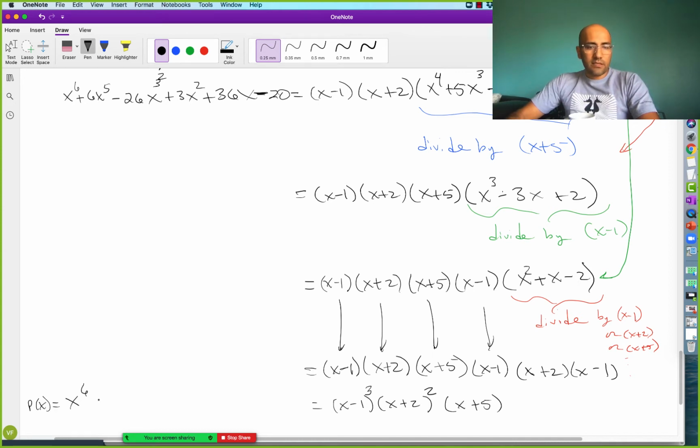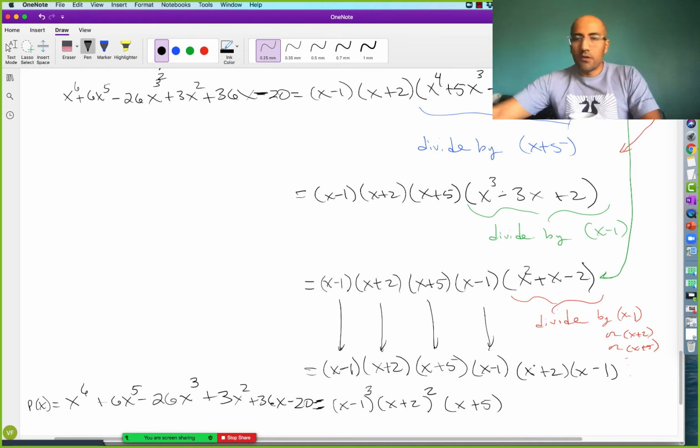was x to the 6th power plus 6x to the 5th power minus 26x to the 3rd power plus 3x squared plus 36x minus 20. That whole ugly polynomial is equal to the product of these binomials. Good? Any questions?